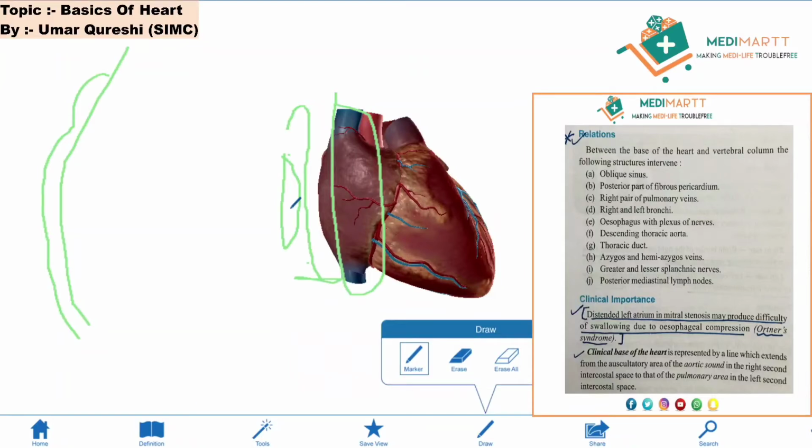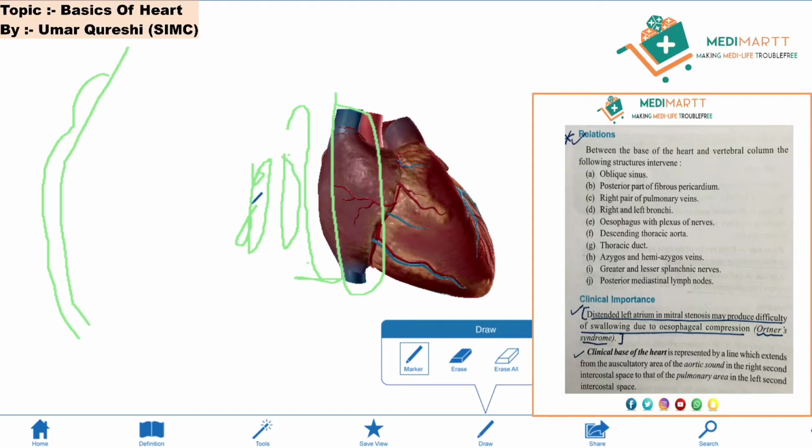Then the right pair of the pulmonary veins. As we all saw, some pulmonary veins were coming out from the left atrium, so those pulmonary veins will be present over here also, because they have to go to the lungs. It's something you have to remember. So the right pair of pulmonary veins, only the right pair.